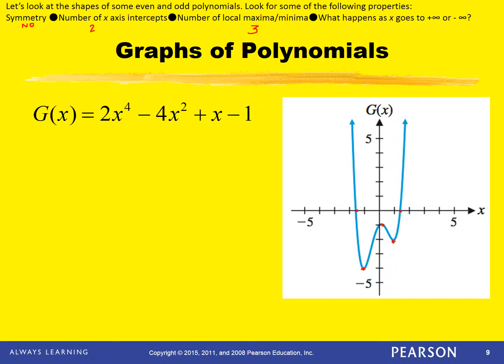What happens as x goes to infinity? Well, big G of x also goes to infinity. And as x goes to negative infinity, big G of x goes to infinity. As we go infinitely to the left, we also go infinitely up. If you zoom out on this and look at the end behavior, which in a way we just described with what does big G of x do as x goes to plus or minus infinity?